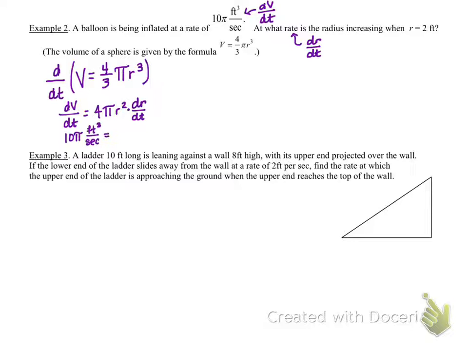And r was 2. And dr/dt is what we're trying to find. So we go ahead and solve for dr/dt.